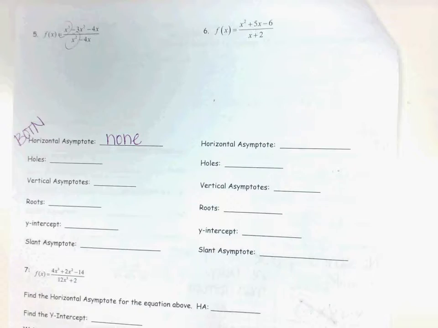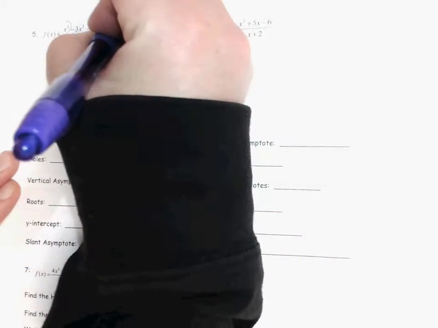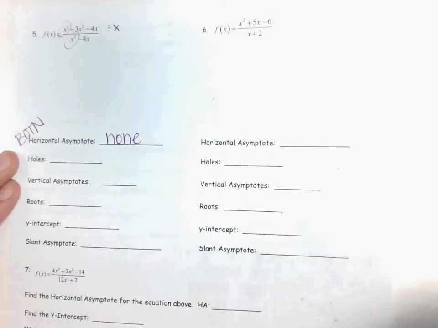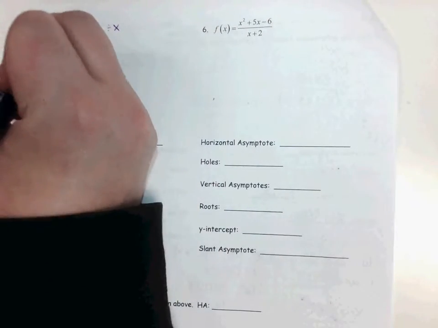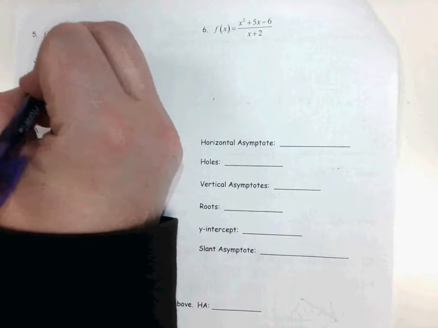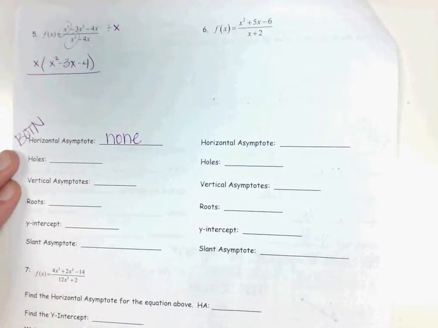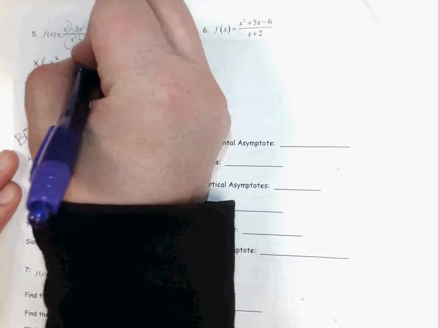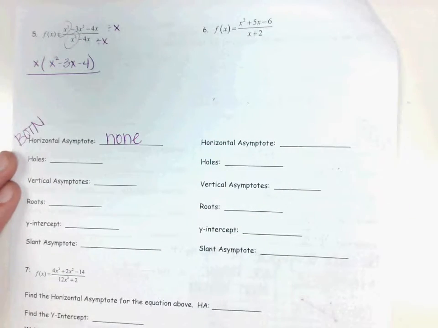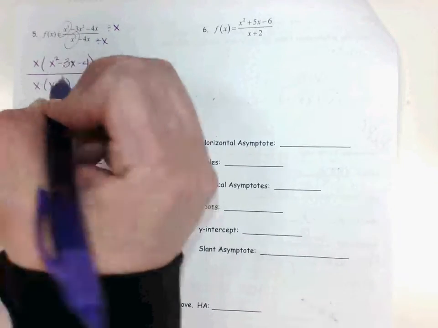What can I take out of the top? An x. So I'm going to take an x out. What's going to be left over when I take an x out? X squared minus 3x minus 4. Good. Now, look on the bottom. Anything I can take out down there? Yeah. Those can both divide by an x as well. Very good. So then from there, I have my x in the front. I have an x minus 4 left over.